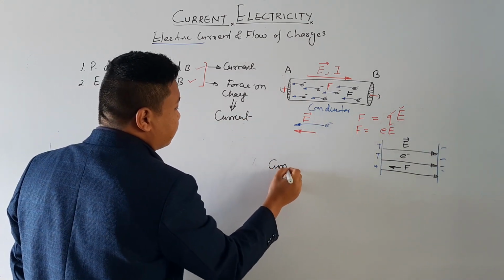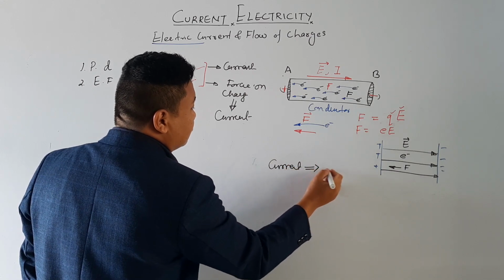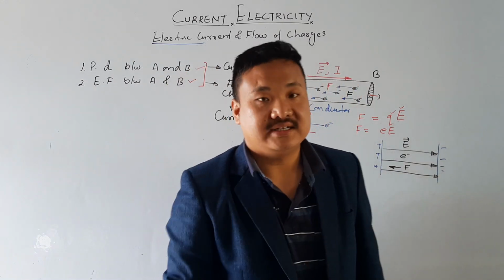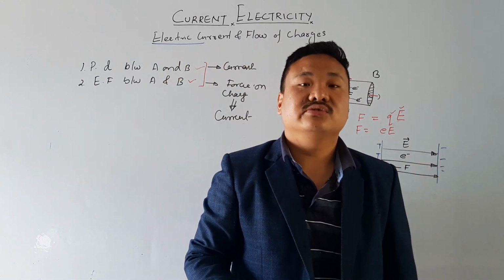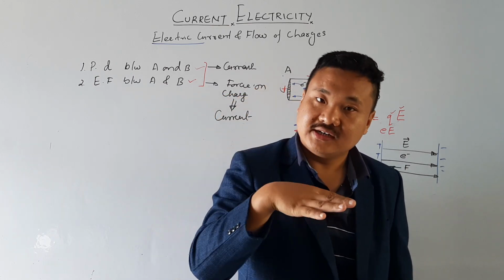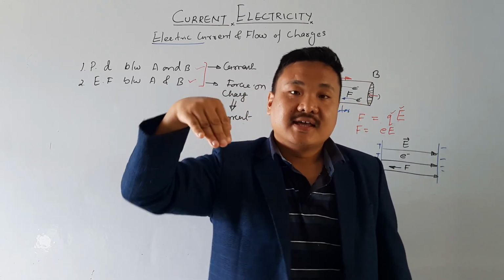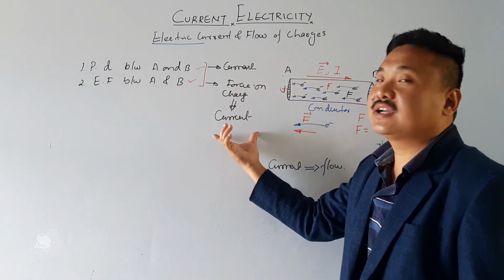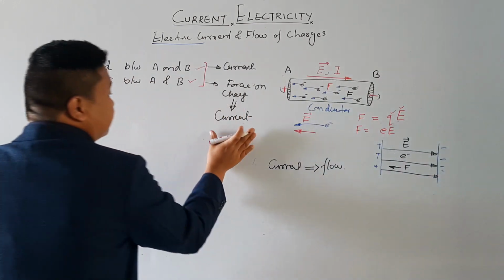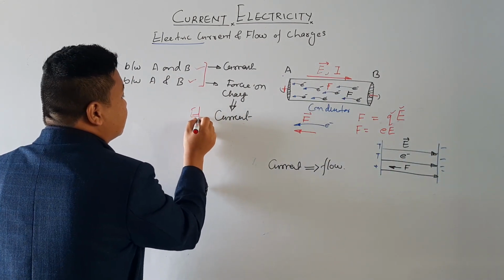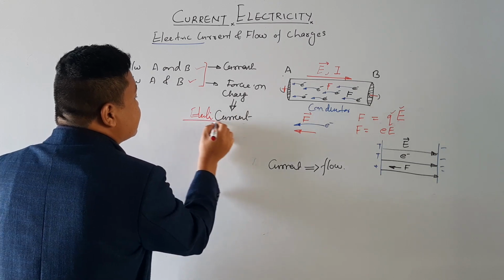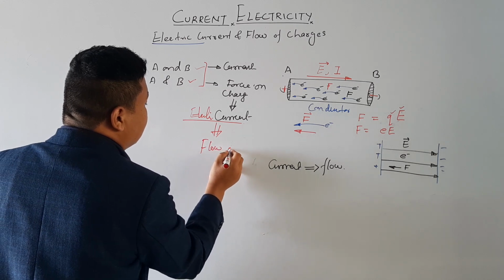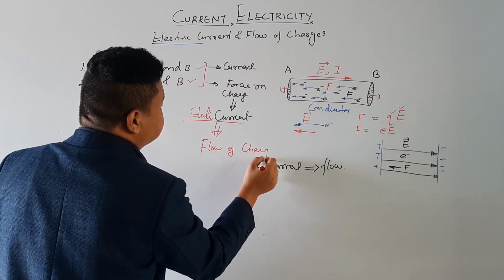Okay, current is always similar to flow, isn't it? You see, some people say wind current, some people say water current. What do you mean by wind current? The flow of wind. What do you mean by water current? Flow of water. Okay, so whenever I say electric current, then this electric current represents the flow of charges, isn't it?